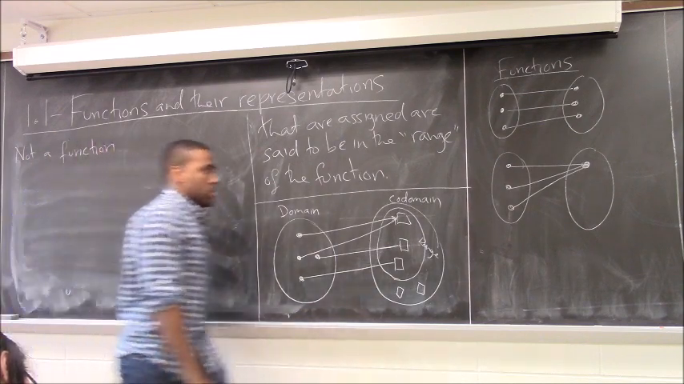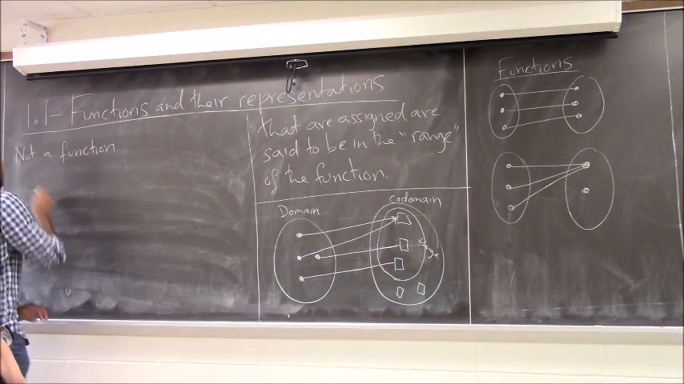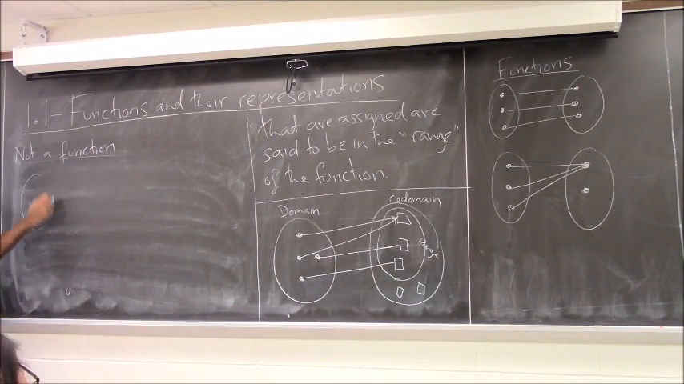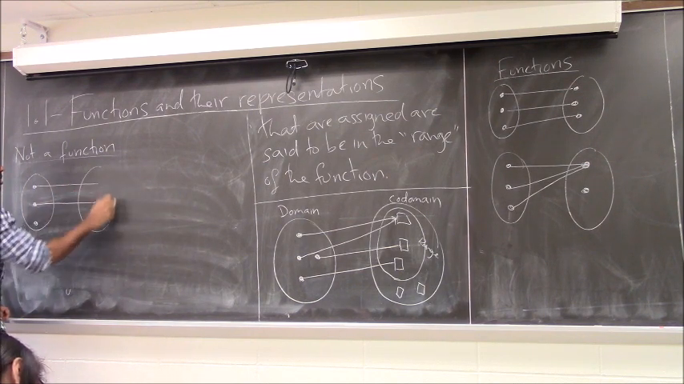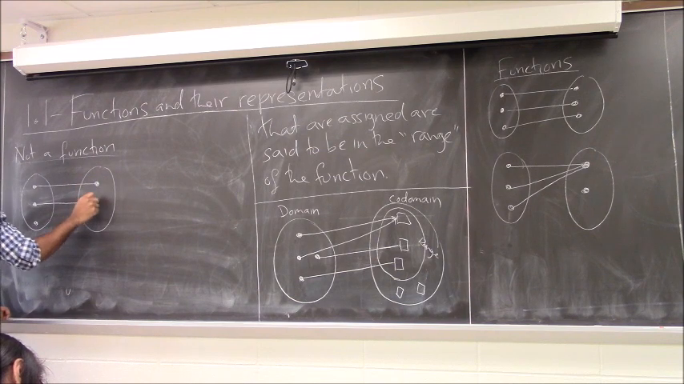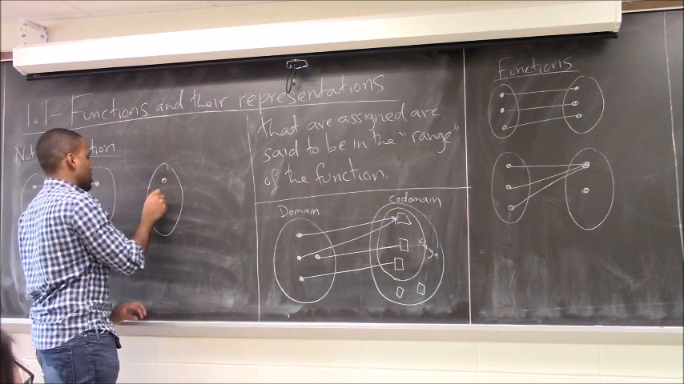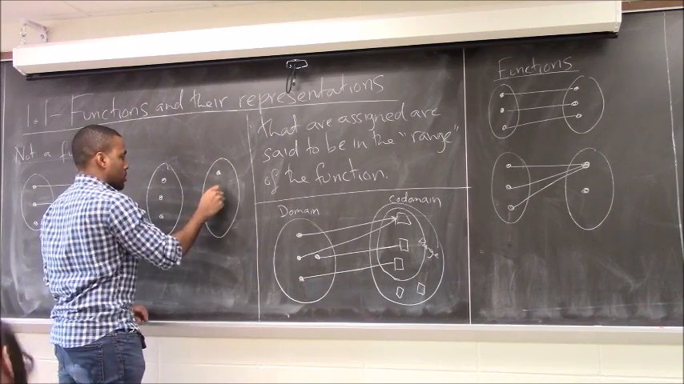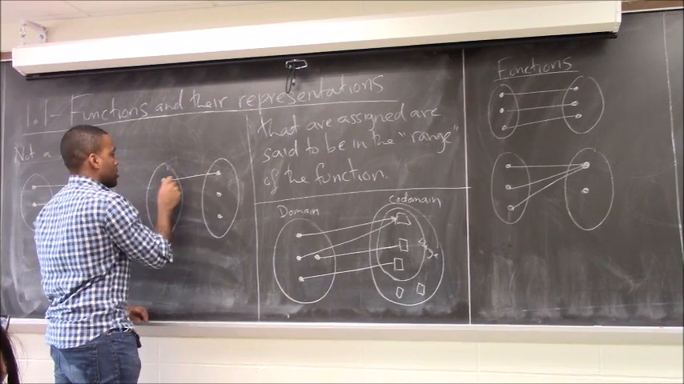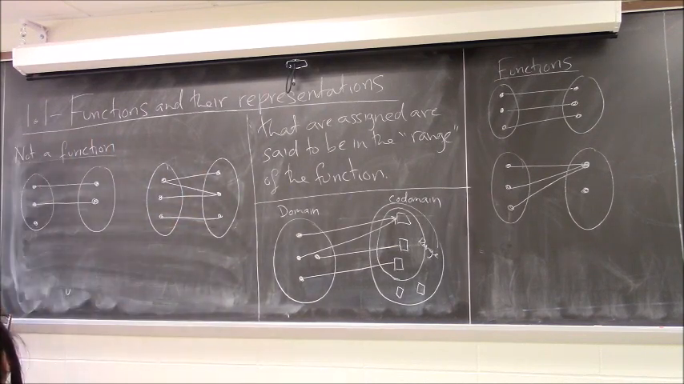And it's possible for someone not to get chosen, that's okay too. But something that's not a function would be something that looks like this. That's an example of something that's not a function. That's another example of something that's not a function.